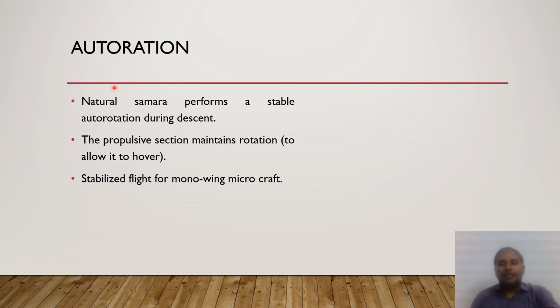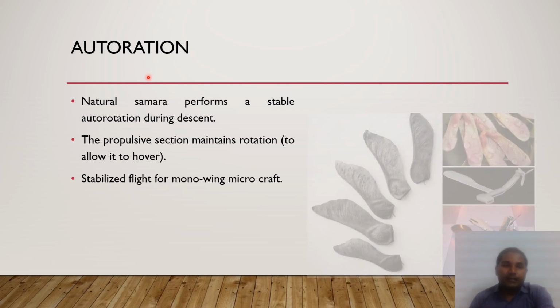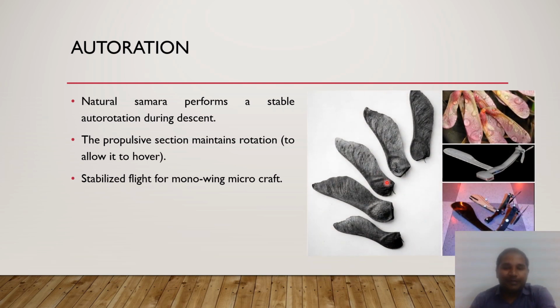Another stability issue that needs to be addressed is auto rotation in micro aerial vehicles, simply called MAV. The Samara, a kind of seed, can perform a stable auto rotation during descent. This methodology has been considered to solve the auto rotation issues in the monowing micro aircraft. When you see this picture on the screen, it has only one wing, hence it is called a monowing. At the tip of the wing, it has a tail rotor.